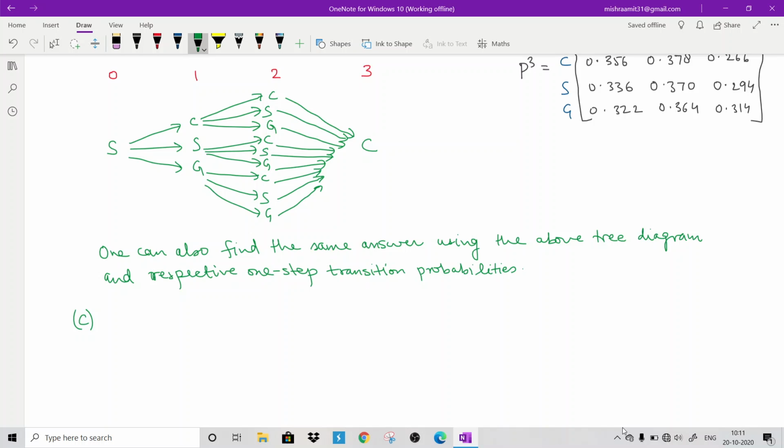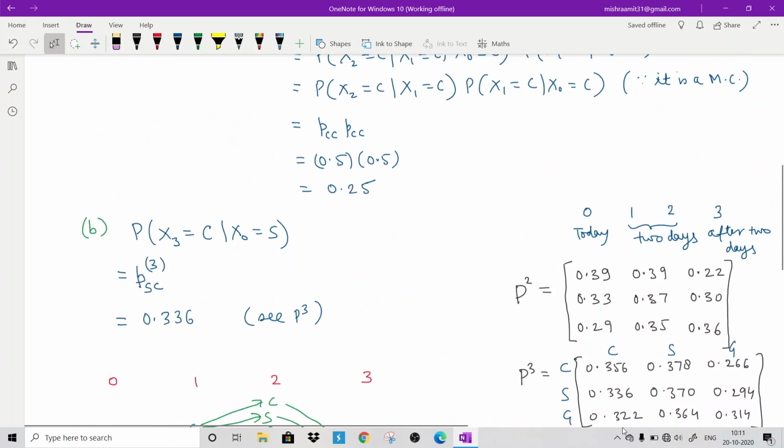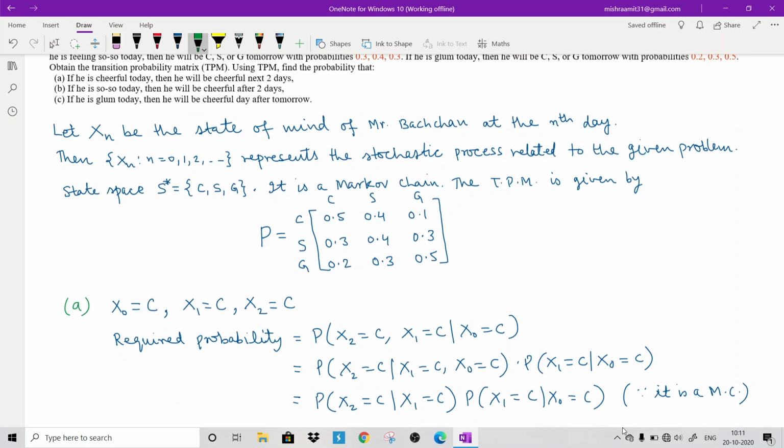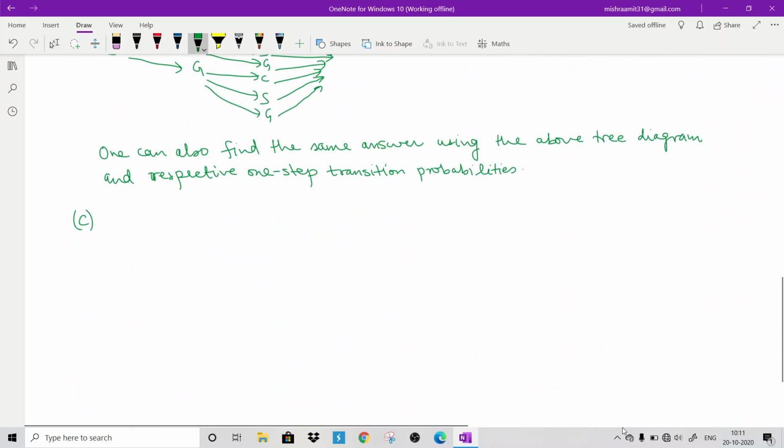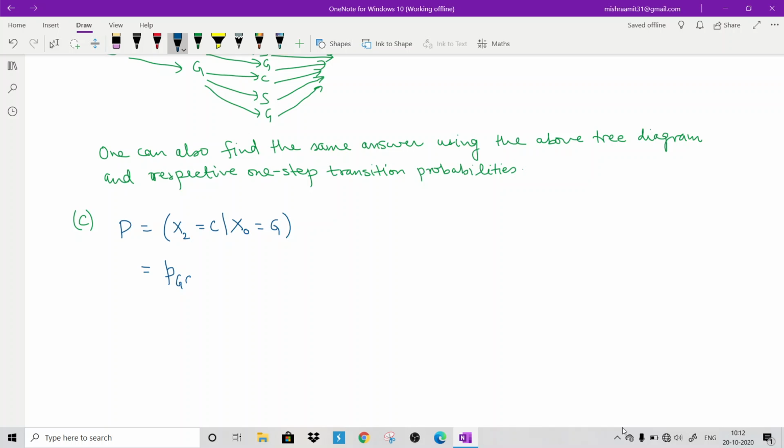And the third part, what does it say? The third part asks that if he is glum today, then he will be cheerful day after tomorrow. So what is the probability of that? Glum today and cheerful day after tomorrow. Day after tomorrow means on the second day. So now we need this. Again, this is nothing but the probability going from G to C in two steps.